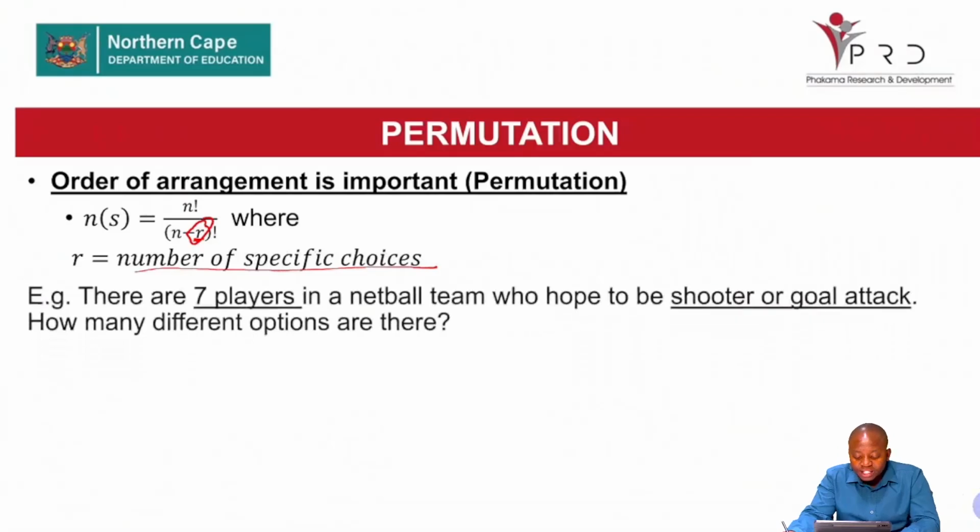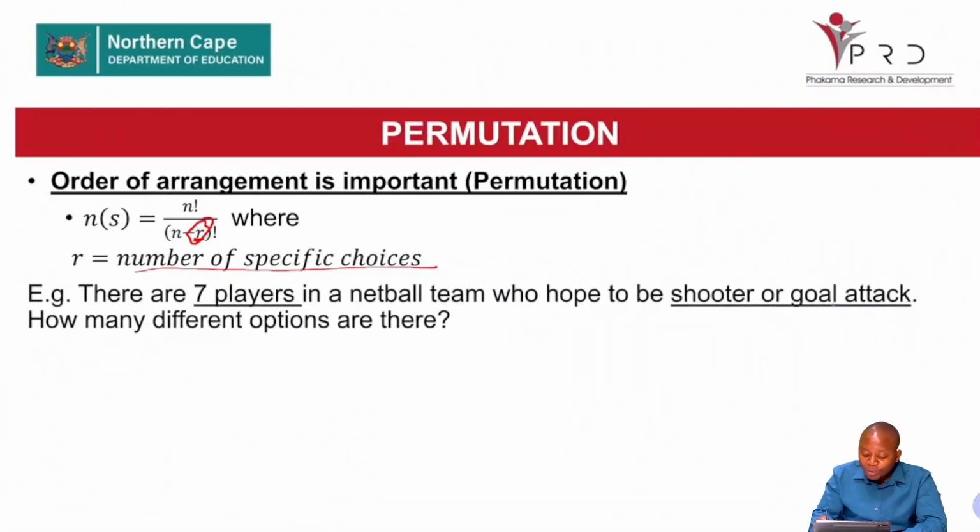Now, let's just look at an example to understand this better. They say there are 7 players in the netball team who hope to be a shooter or a goal attack. How many options are there? How many players do we have? 7. So you have 7 factorial in that case. However, our N is 7. So N in this case is 7.